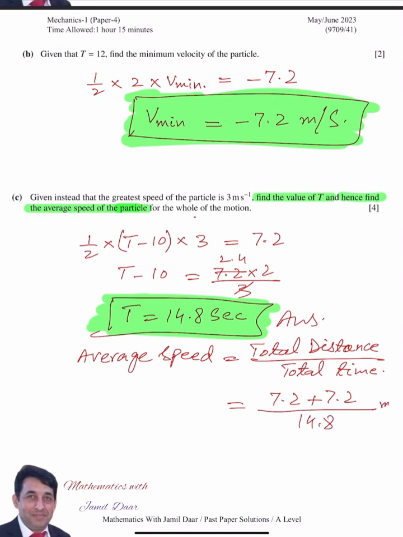So meter per second. So this would be equal to, let me calculate, 0.97297 meter per second. So we'll round it off to three significant figures according to the requirement. So this is your answer for this part.